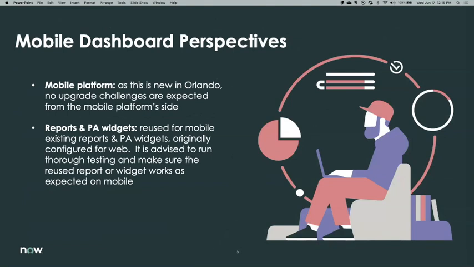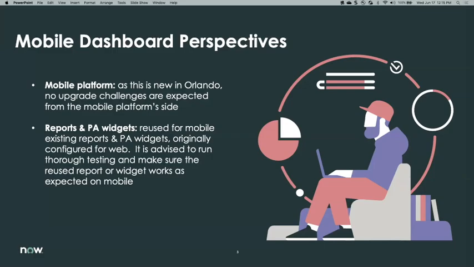So the reports and PAs, you can reuse for mobile the existing reports and PAs that are out there. And again, these may have been ones that were configured for the web, but you can definitely use those. Now there are specific types of reports and PA that you can use, not all of them, and we'll talk about that here in a little bit. But if they are ones that are already out there, you definitely can use those. Obviously, it's always advised to do thorough testing to make sure that the reports or PA that you choose to use will work and will look the way that you hope it will look when it's in the mobile app.